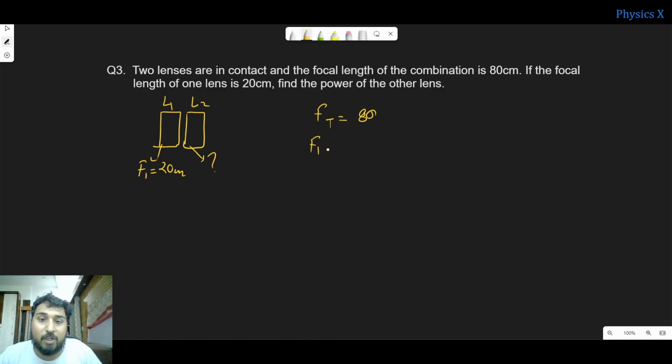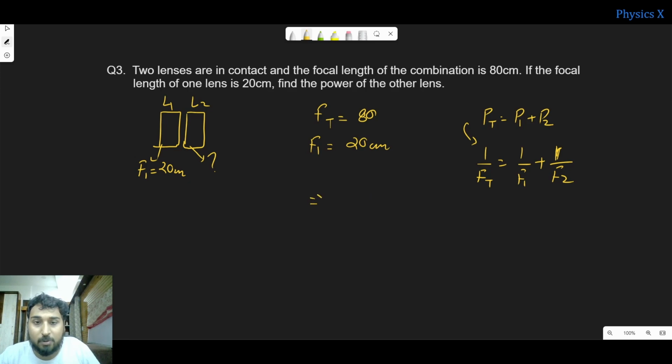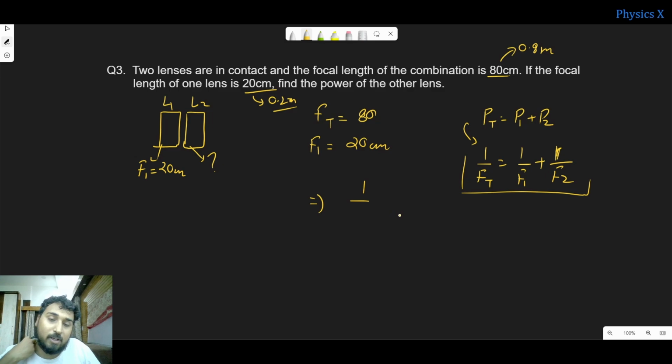So we know that the focal length of one is 20 centimeter. And what about the power of the lens? The total power is what? P1 plus P2. So if I write in terms of focal length, this reduces to 1 by f total is 1 by f1 plus 1 by f2. So we will just put the values. Now listen, 80 centimeter we will convert into meter. It is 0.8 meter. 20 centimeter we convert into meter, 0.2 meter. So we will be using that value only in the power case. Okay, use meters only, right?